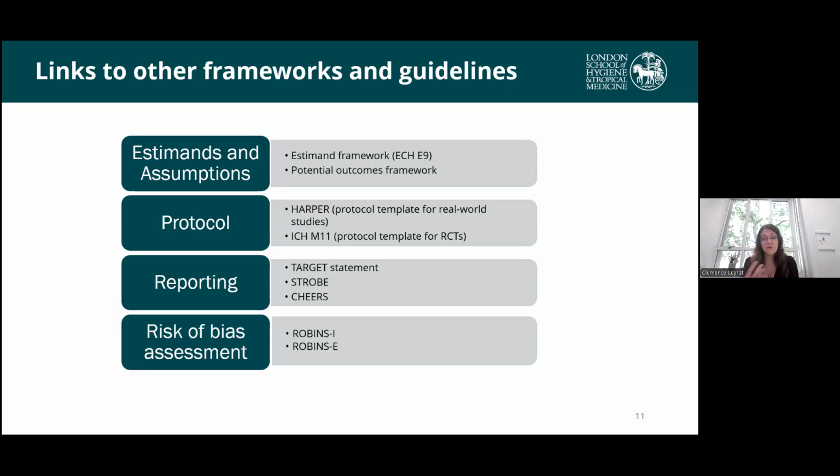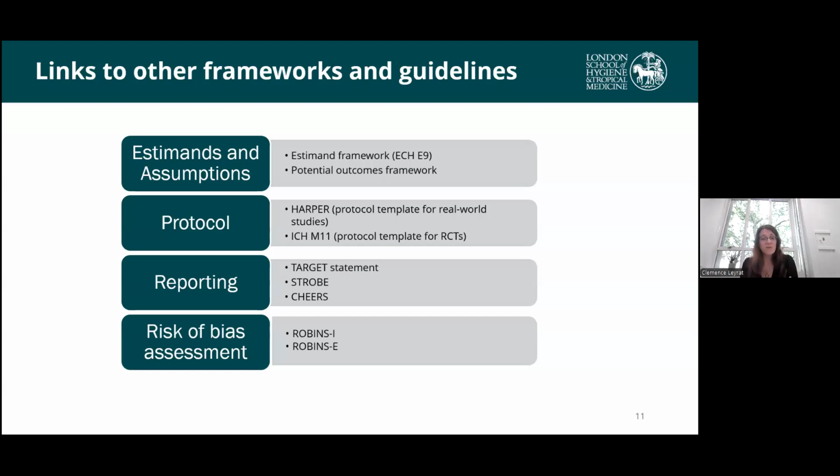Then for the development of the protocol, there are useful guidelines. There is the HARPER protocol template for real-world studies, and there is also the protocol template for randomized trials that can be useful. Some items can be useful.